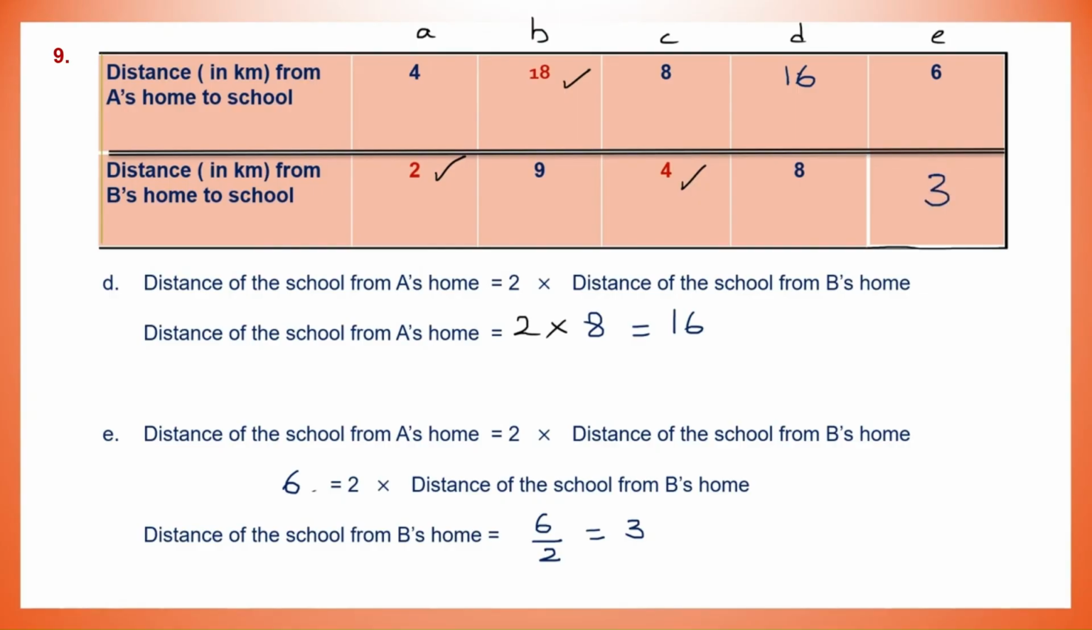Now if you see, B is the smaller one and A is the greater one, and A is twice that of B. Look at the first one. 2 is the distance from B. 2 into 2 is 4. Next one, 9 into 2 is 18. Next one, 4 into 2 is 8. Next one, 8 into 2 is 16. And the last one, 3 into 2 is 6.